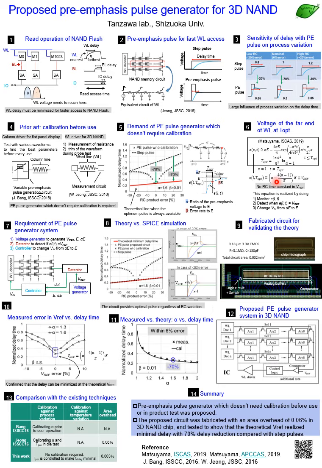You know the parameter alpha, of course, that parameter is designed by you, and you know the target voltage E. Therefore, prior to applying the pre-emphasis pulse to the word line, you know this voltage called Vref.